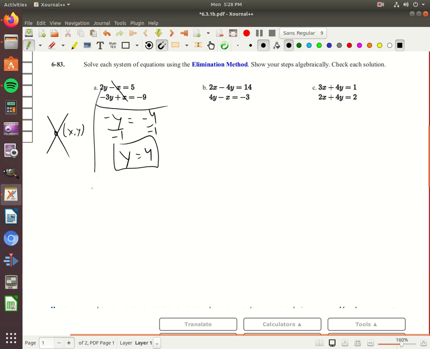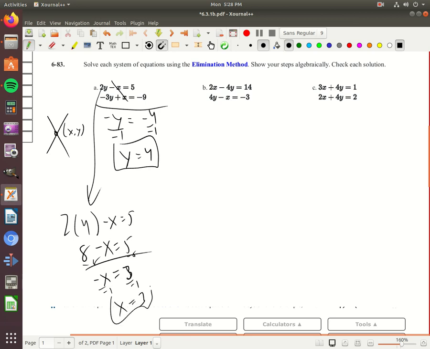So we're going to grab the original equation. We're going to sub 4 in for the y, and we're going to solve. 8 minus x equals 5, negative x equals, I'm subtracting 8 from each side, right? So negative x equals negative 3 divided by negative 1. So x equals 3. And now I'll grab the other one, and I'll sub in 3 and 4.